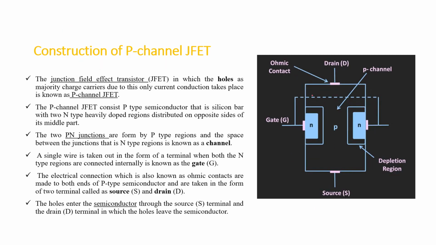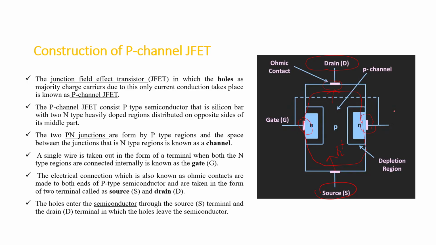The construction of P channel is the same as the N channel. Here the silicon bar, meaning the channel, is made up of P-type semiconductor. In P-type semiconductor, the holes are the majority charge carriers and they are positively charged particles. And there are two gate terminals which are internally connected, and there is a source terminal and a drain terminal. And there are 4 ohmic contacts, and source is the terminal where the holes enter the channel, and drain is the terminal where the holes leave the channel.